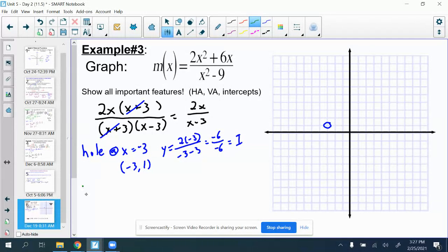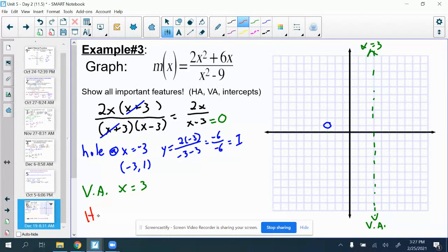All right. Next, is there a vertical asymptote? I would set the denominator equal to 0. Adding 3 over gives me x equals 3. We typically make this a dotted line, but I would label it so we know what's going on there.